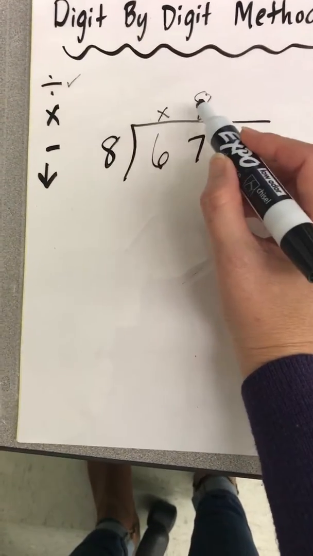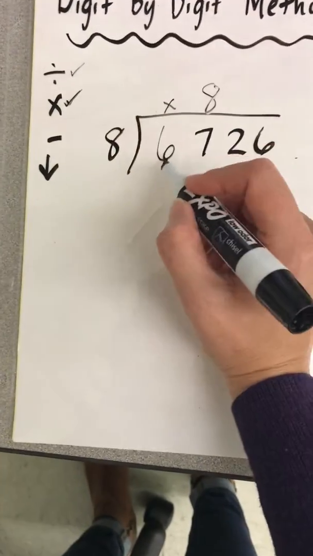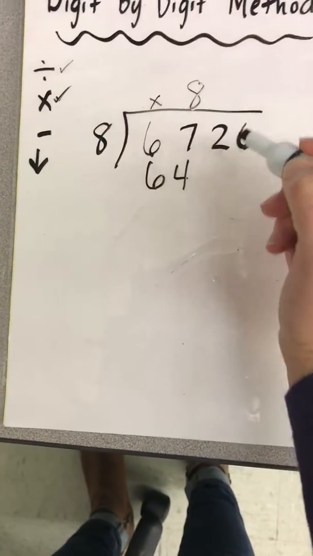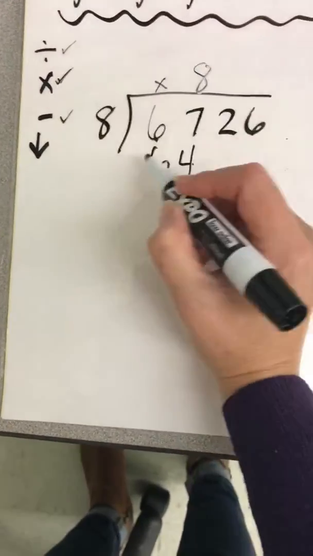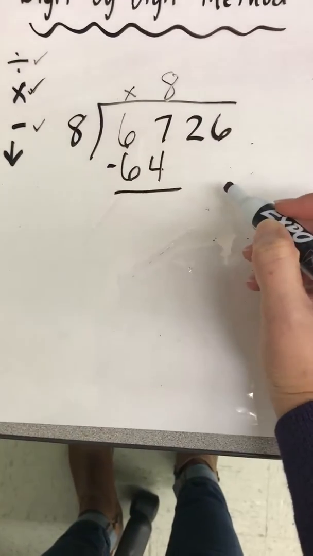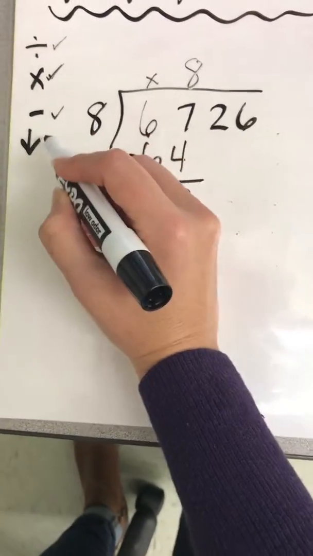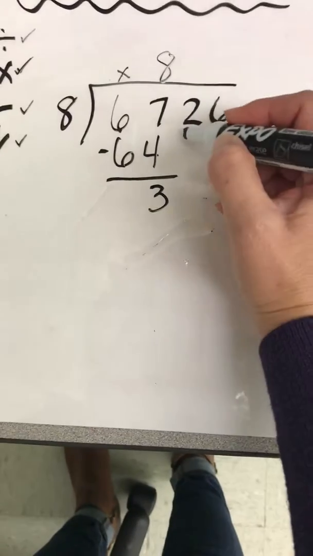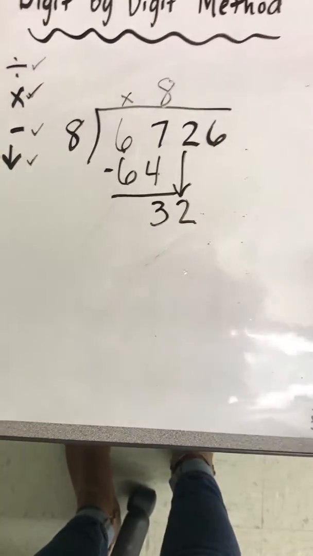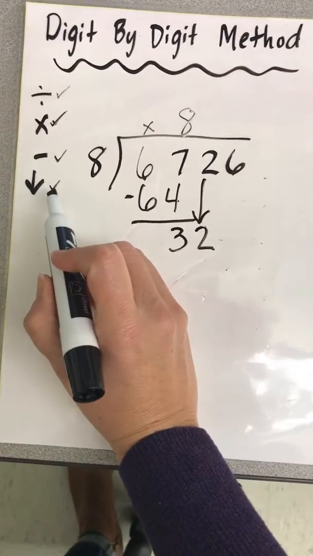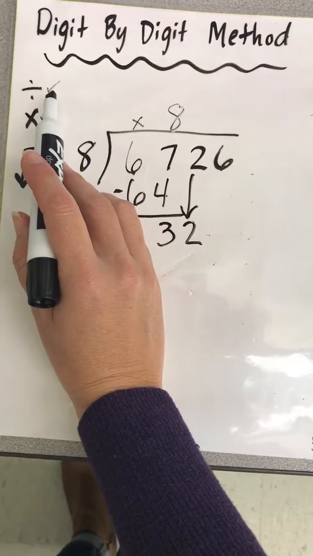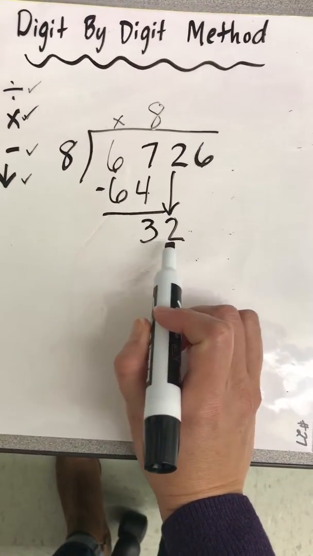And now I'm going to go ahead and multiply 8 times 8 for the multiply step, which is 64. And now I'm going to subtract and get 67 minus 64, which is 3. And then I'm going to bring down the next digit to make the new number 32. Now when I get to the bottom, I go back up and start all over again. And now I'm dividing up this new number that I created when I brought down.